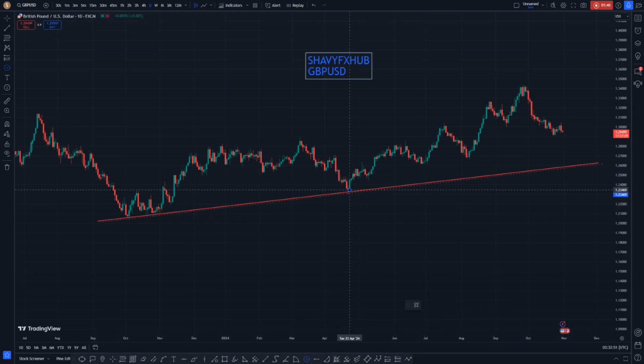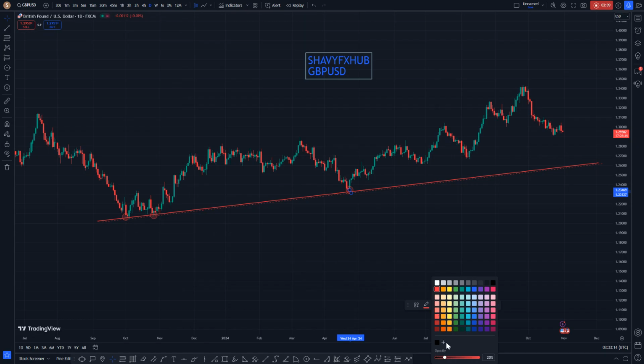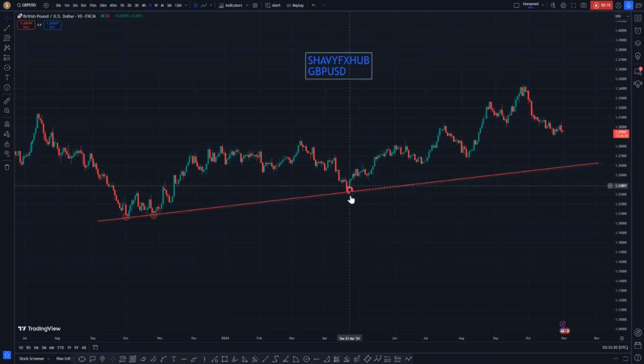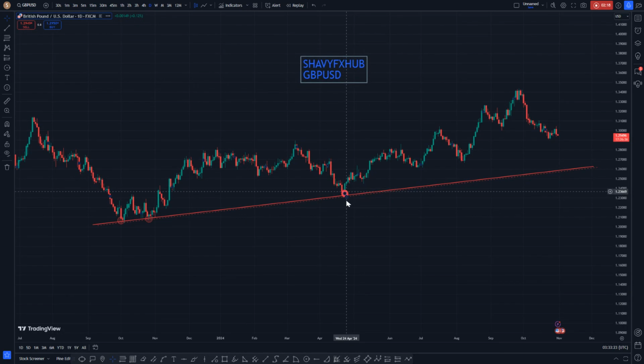Here we have support structure SR, support become resistance and breaker structure, and here again support become resistance and breaker structure, and we have another SR level at this level. So we have three SR levels to watch. If price makes a return into this level, it will be a significant buy. So let's see what price does from here.